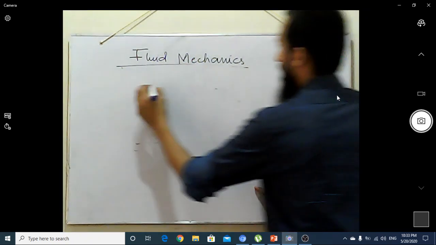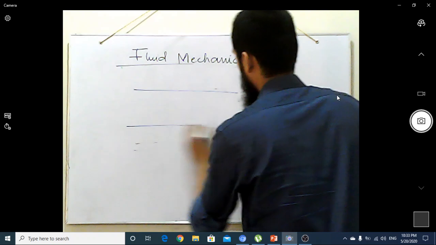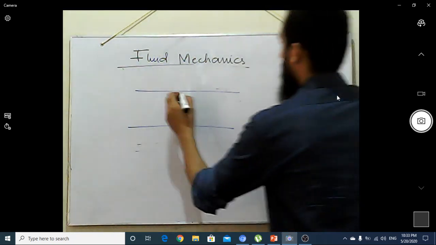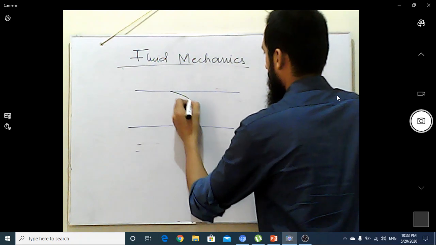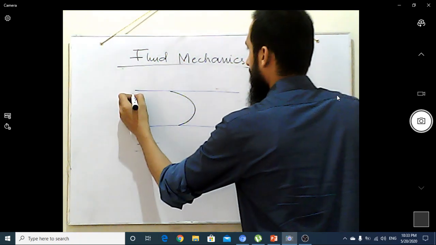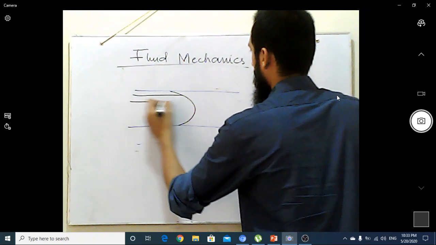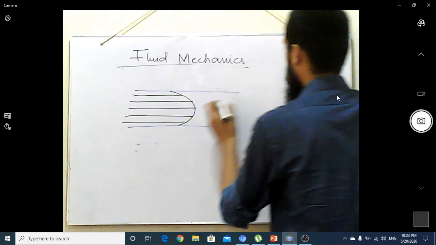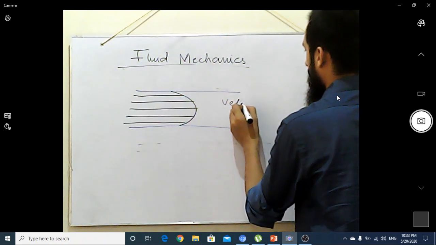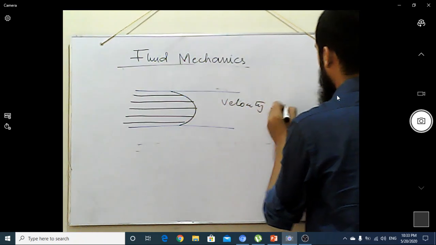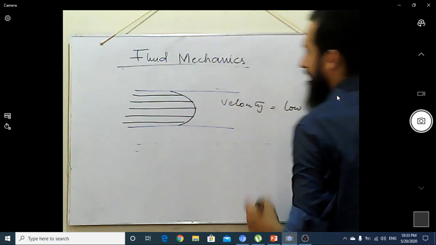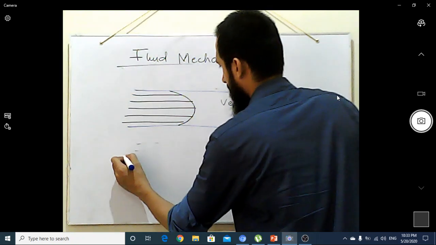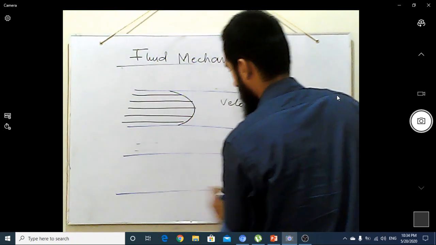Let's consider a pipeline, and the liquid is flowing between these two solid layers. Then the layers are moving in that direction, because the velocity is low. But if we increase the velocity much higher, what happens?